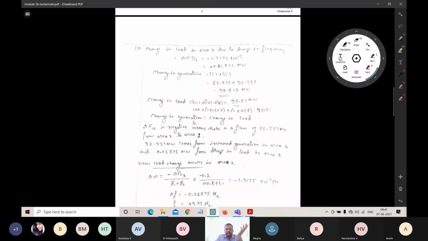Similarly, we have to calculate for change in generation, change in load in area 2 due to drop in frequency.